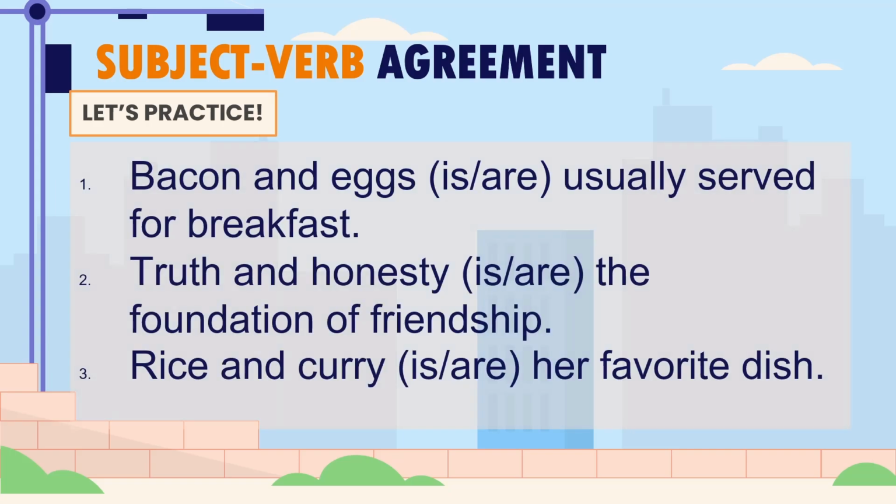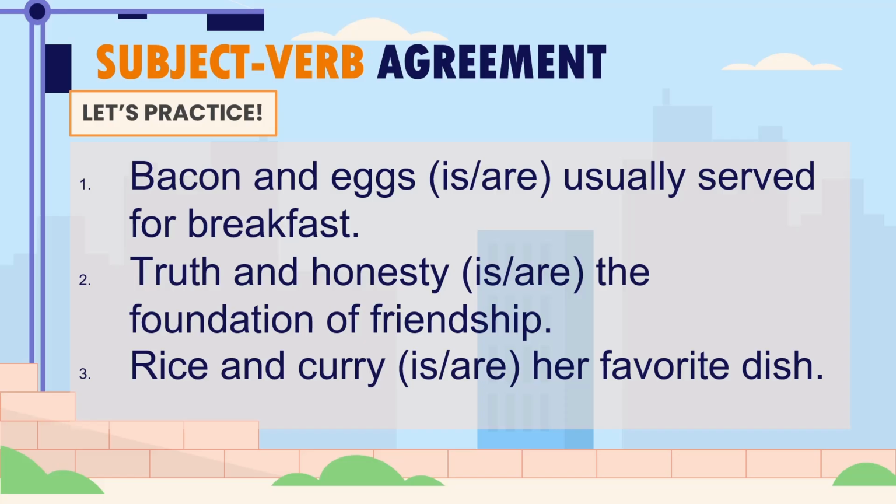Next, bacon and eggs is or are usually served for breakfast. So our answer here is the verb is, since bacon and eggs usually sineserve sila ng magkasama. So, ganun sa Western countries. So, usually, mga breakfast nila ay bacon and eggs. So, iisa lang sila. Okay?